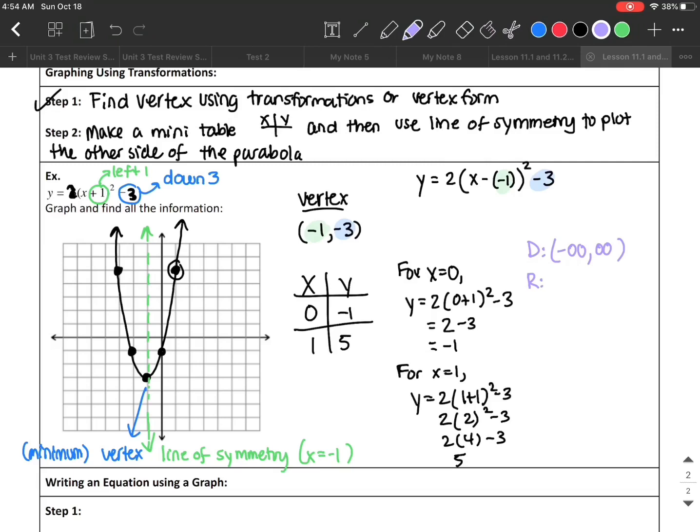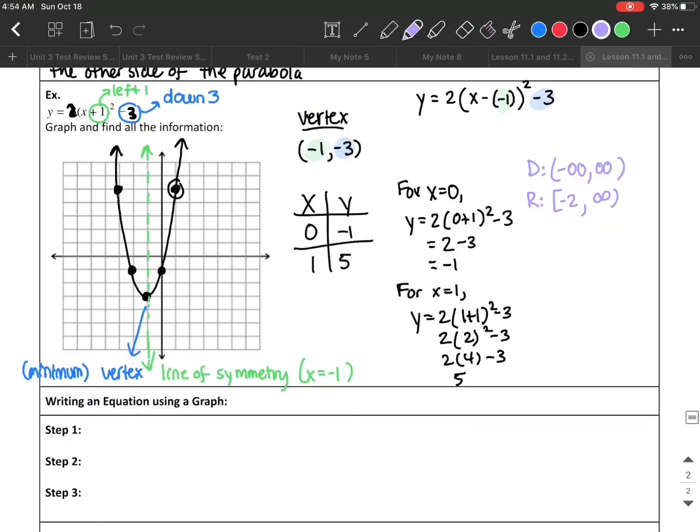And then the range is, I'm going from the smallest y value, which is -2, and that's included, so I put a bracket on it. And then that goes all the way up to positive infinity for the y values included in this parabola. All right, so that's how to graph a parabola given an equation.